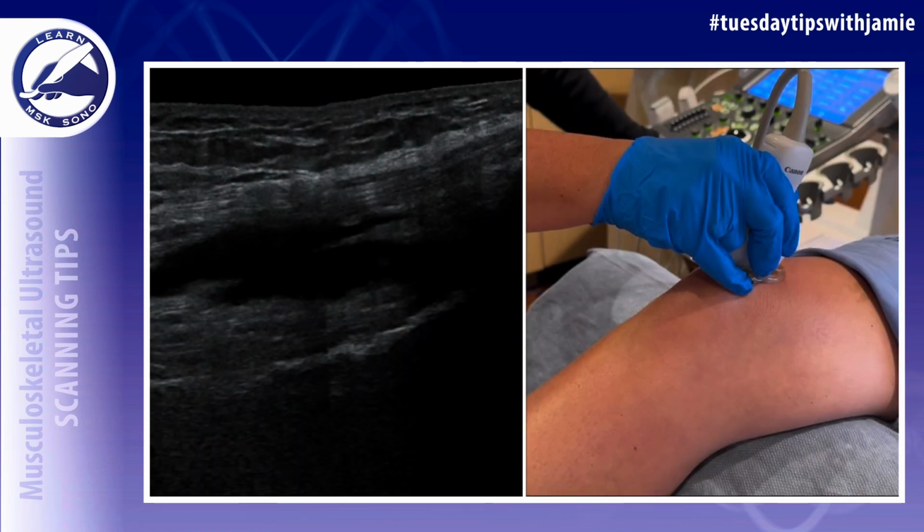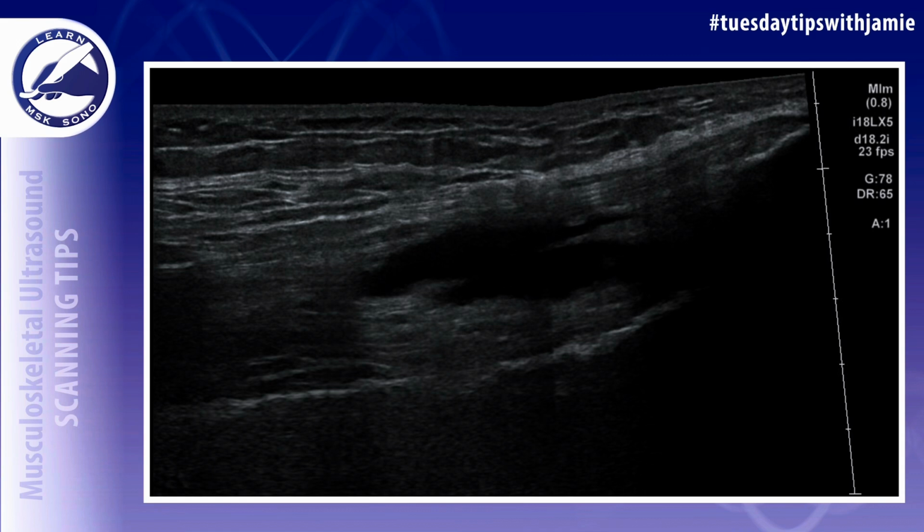The scan technique for imaging the suprapatellar recess is to place the transducer over the superior aspect of the patella. You'll be long axis to the quadriceps tendon. The suprapatellar recess will be visualized deep to the quadriceps tendon. And then you want to extend your scan to include the lateral and medial sides of the quadriceps tendon in your images.